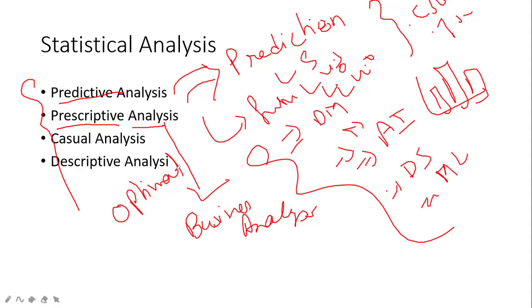Now there is another analysis called causal analysis.